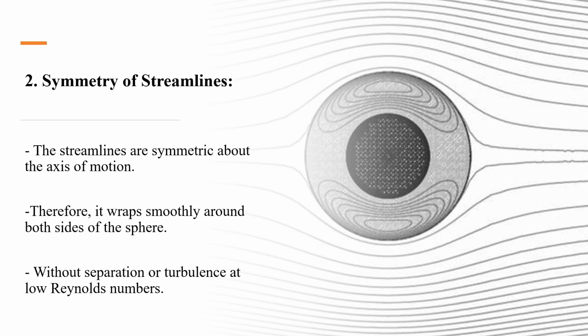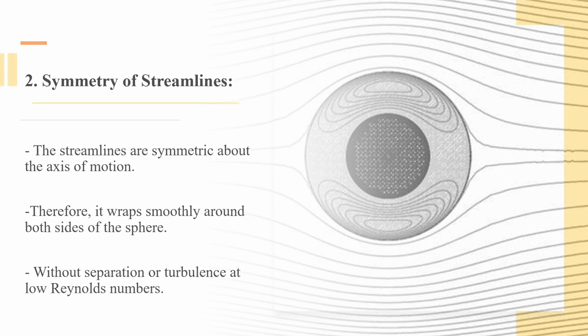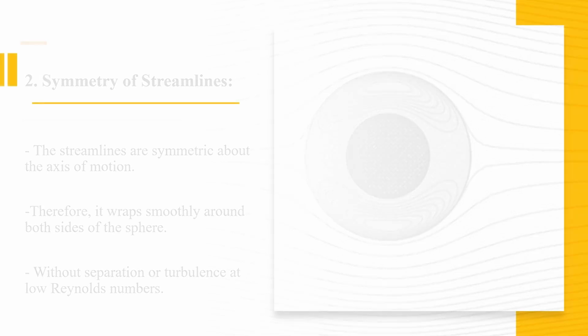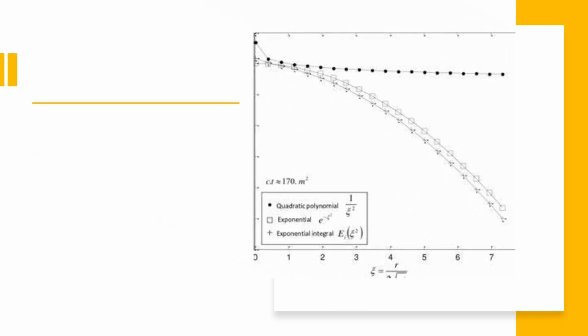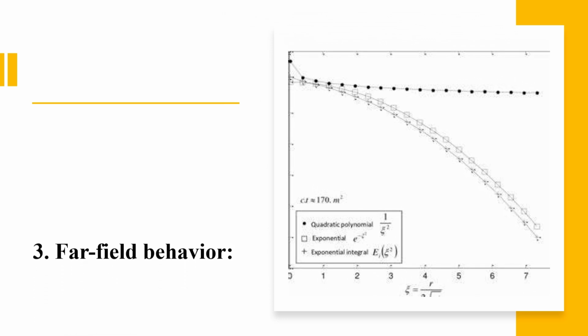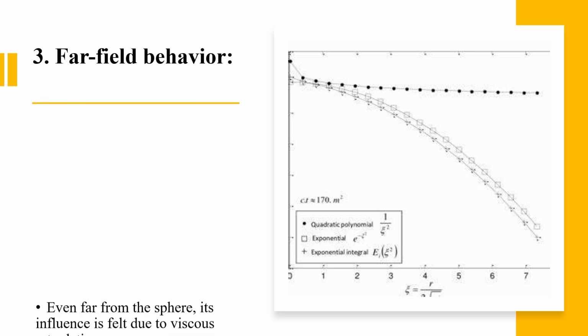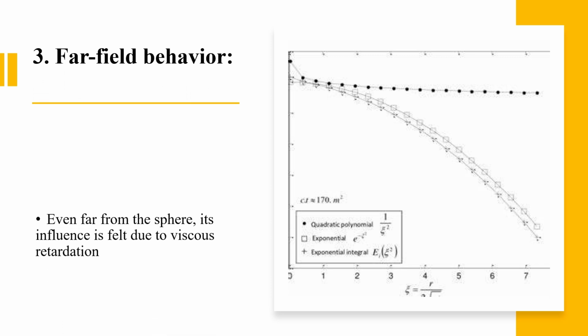At low Reynolds number, the flow is laminar. This means it's smooth and orderly, no eddies or swirls. This lack of turbulence means that the forces on the sphere are predictable and the drag experienced by the sphere is mostly due to the viscous forces from the fluid.